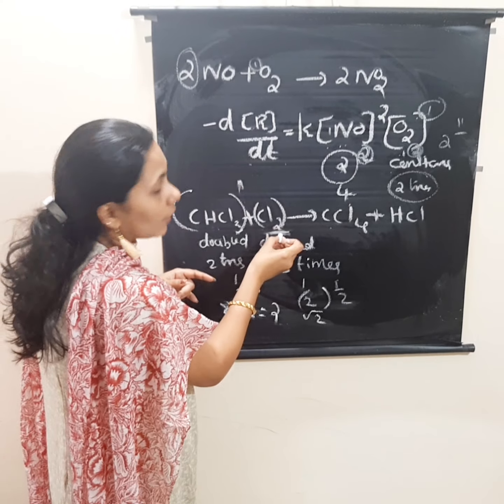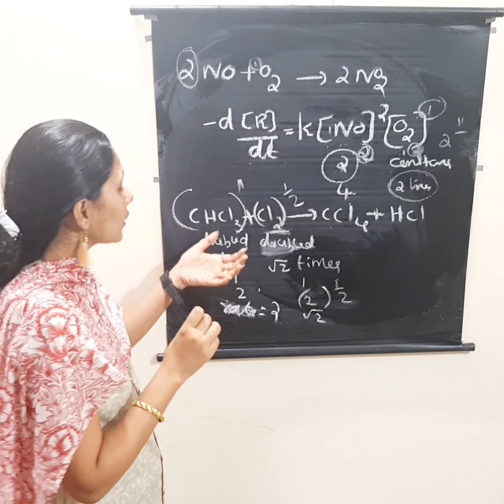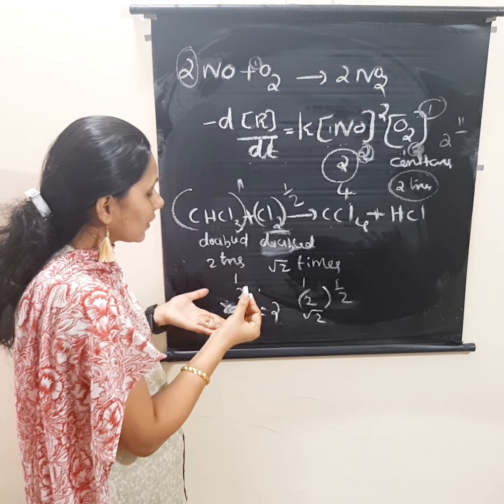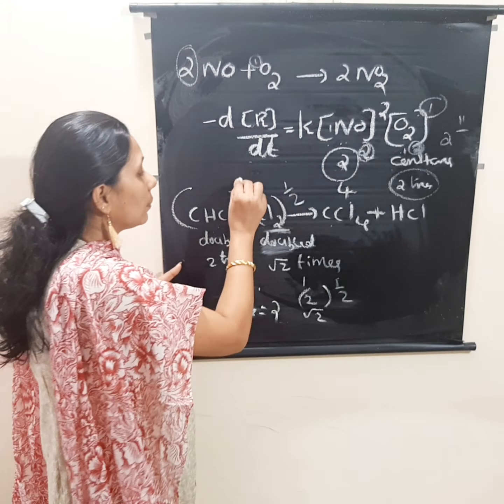It is 1, and what is the exponent for chlorine? It is 1 by 2. Clear? Okay. So first, what they did: they doubled the concentration of this one. Then the reaction rate is increased 2 times. To increase the reaction rate 2 times, the exponent will be 1.